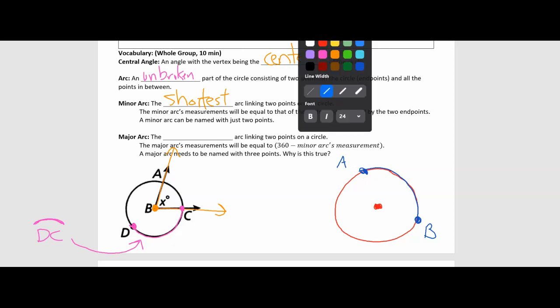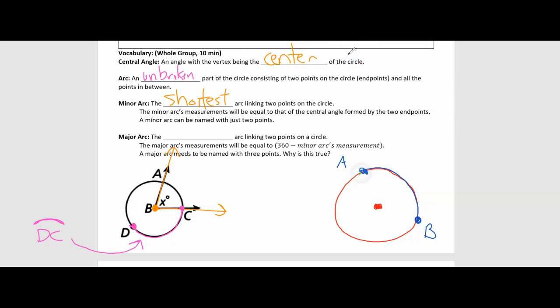As we'll talk about in a second, the major arc, let's do that in lime green so we can see it. The major arc would be if we went the other way, because that is a longer distance than the blue distance. So the shortest arc is what we call the minor arc. The longest arc between 2 points is called the major arc.